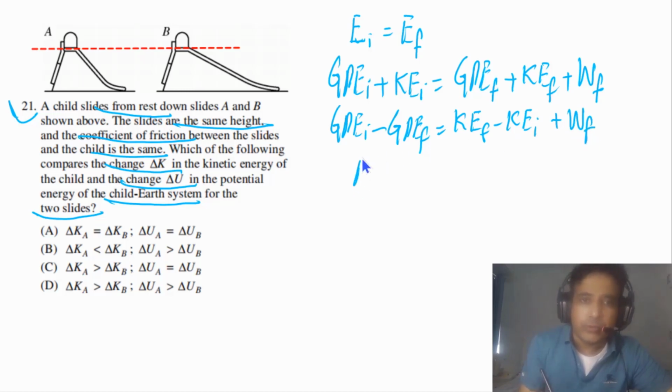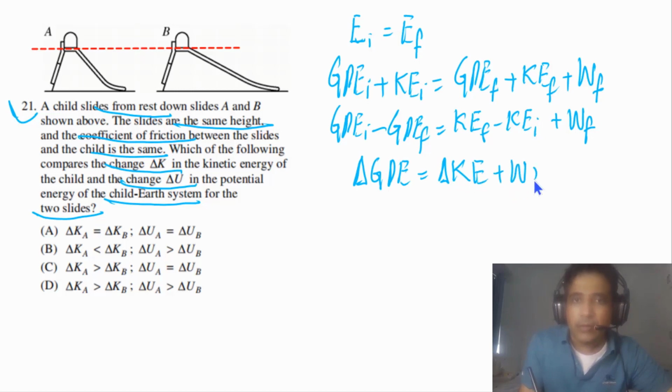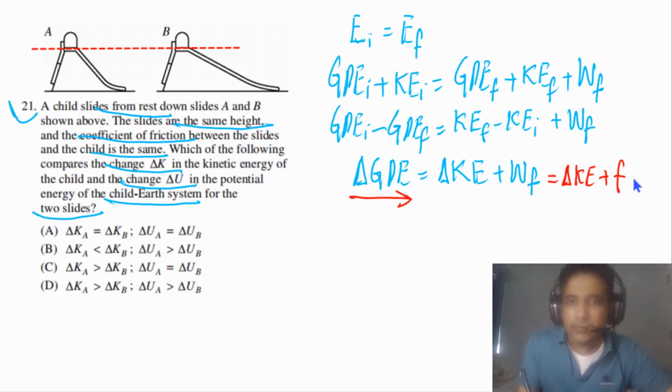Now we can write this in terms of change in potential energy. We can say delta GPE is equal to delta KE plus work done against friction. In this case, the change in GPE is the same. So we can rewrite the work done as delta KE plus force of friction times the distance traveled.